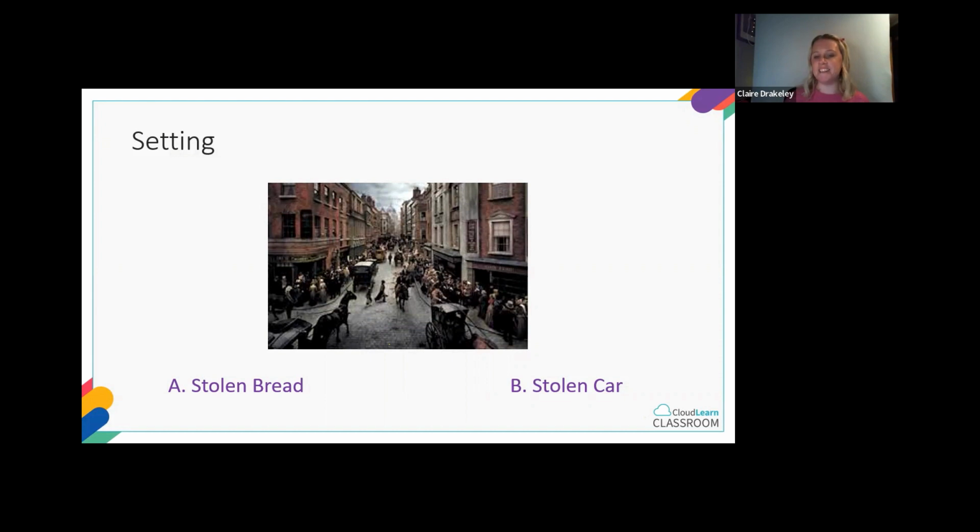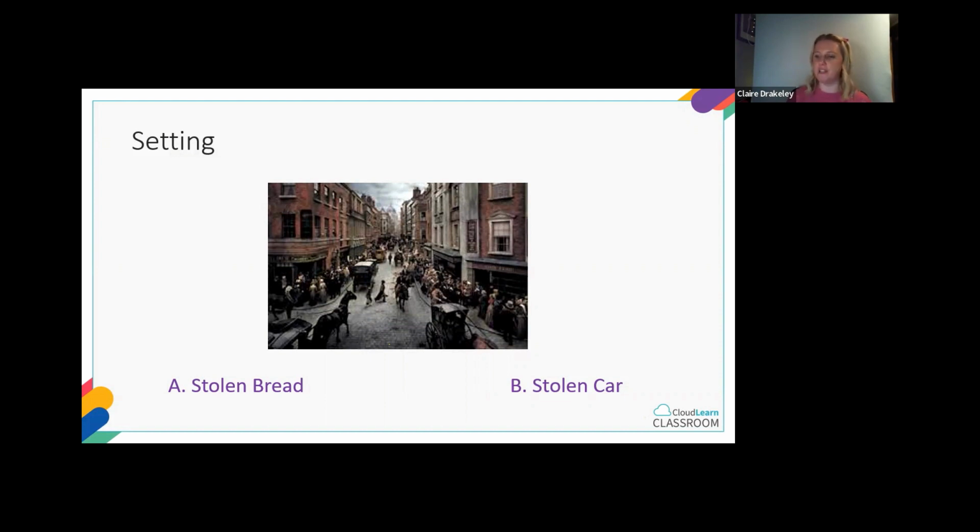This one's split. That's interesting. This one is split, but the vast majority of you have gone one way. I'm going to leave it for one more to vote. Is everybody going to have a chance to vote? And then I will share it with you. Okay, so let me share the results with you. That one was split. Two of you said B, a stolen car, and most of you said stolen bread.